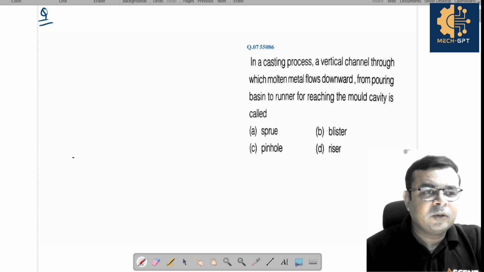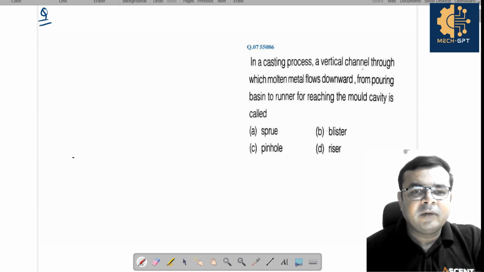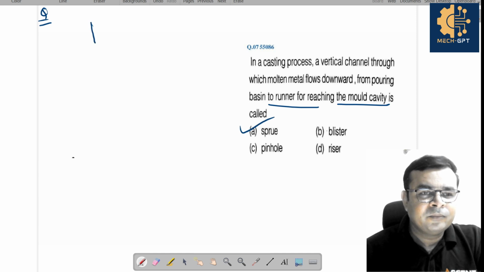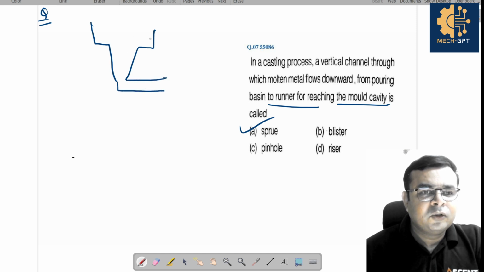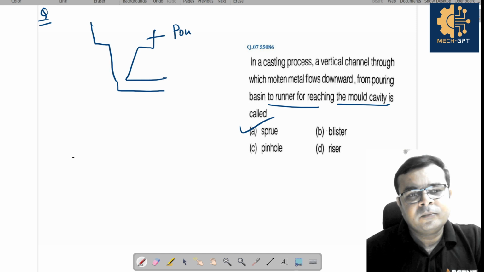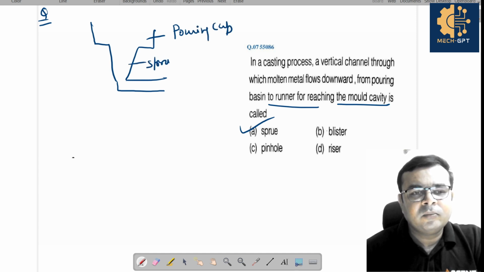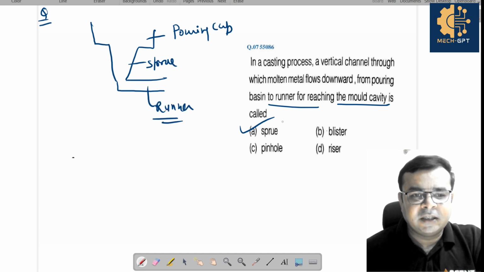Okay, so let's see another question. In a casting process, a vertical channel through which molten metal flows downward from the pouring basin to the runner for reaching the mold cavity is called sprue. Correct? So you can see it like this. This is the pouring cup, this is the sprue, and this is the runner. Is that clear? So the correct answer is sprue.